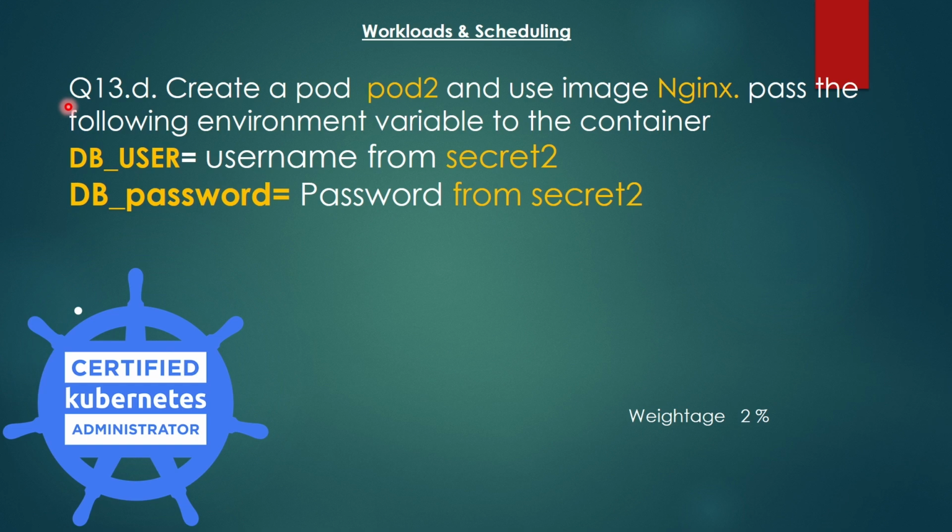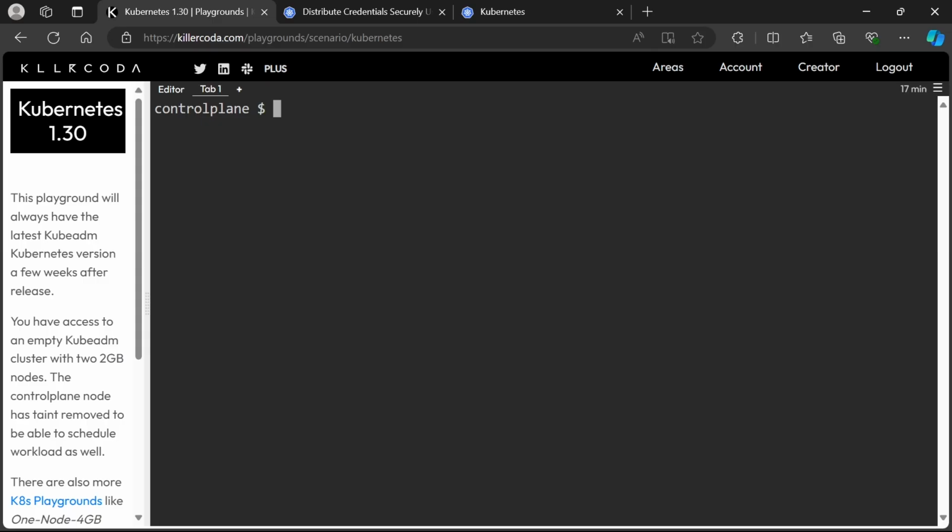The next question is to create a pod named pod2 and use image nginx. Pass the following environment variables to the container. DB_USER should be username from the secret2 and DB_PASSWORD should be password from the secret2. This is the second way to pass the secrets to the pod. Okay, let's go to the cluster. Let's create the pod YAML first.